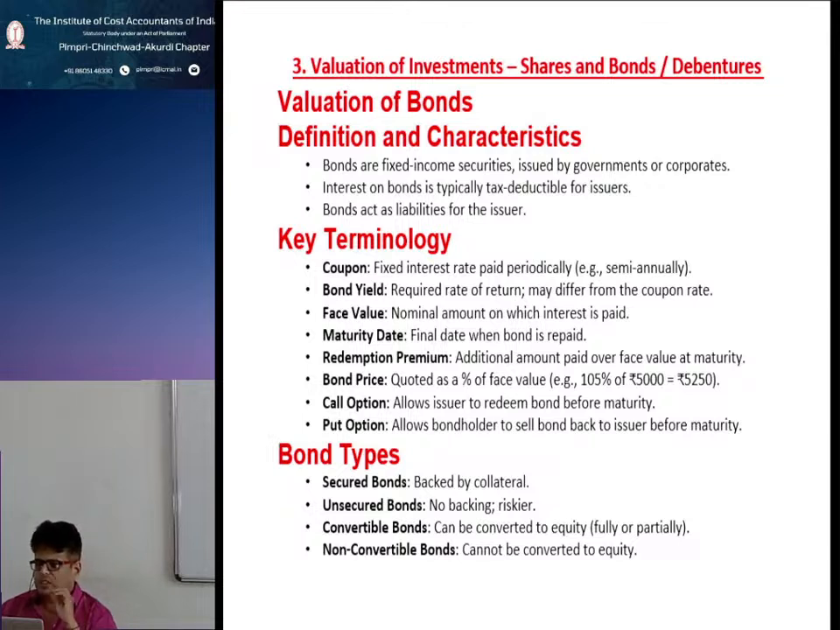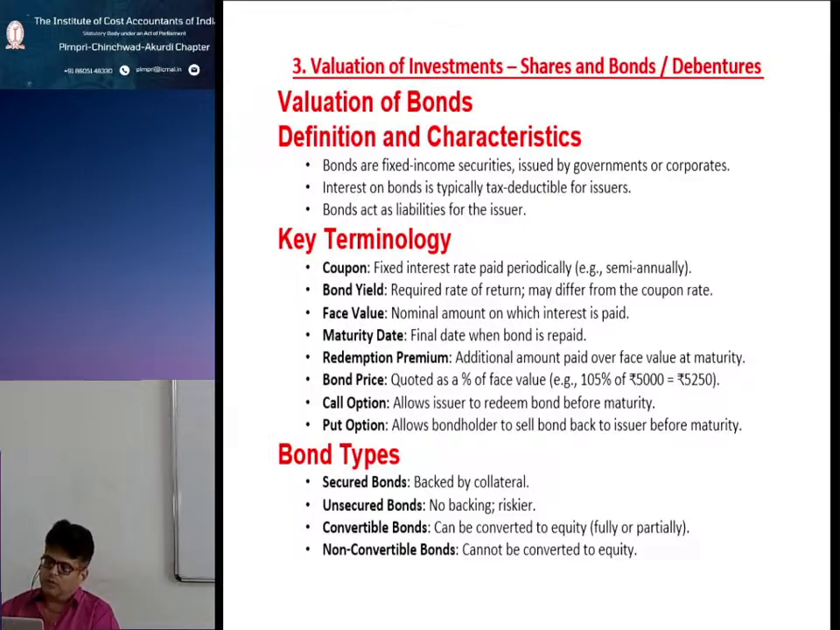The key terminologies associated with bonds are, first, coupon. Coupon is the fixed interest rate paid periodically, for example monthly, bi-monthly, quarterly, half-yearly, or annually. Half-yearly means semi-annually. So that's the coupon, the fixed interest rate. Bond yield, the required rate of return, may differ from the coupon rate. Obviously, the required rate of return is different vis-a-vis the coupon rate.